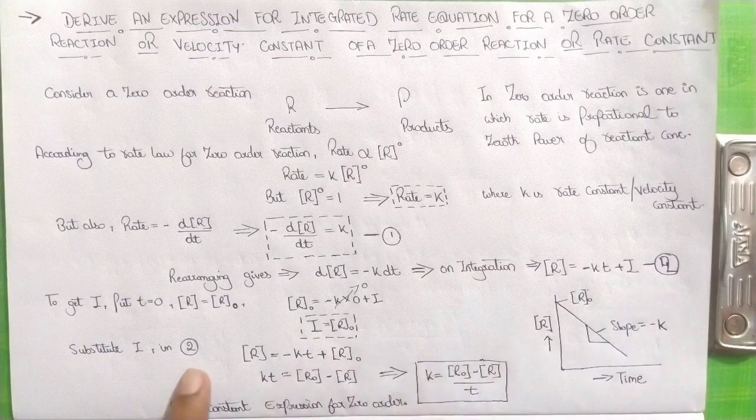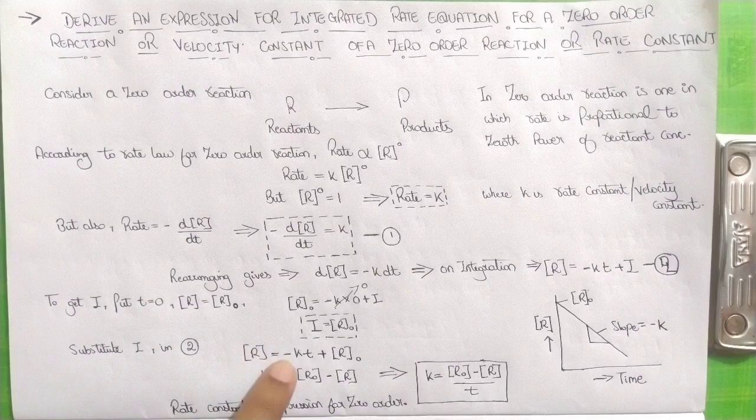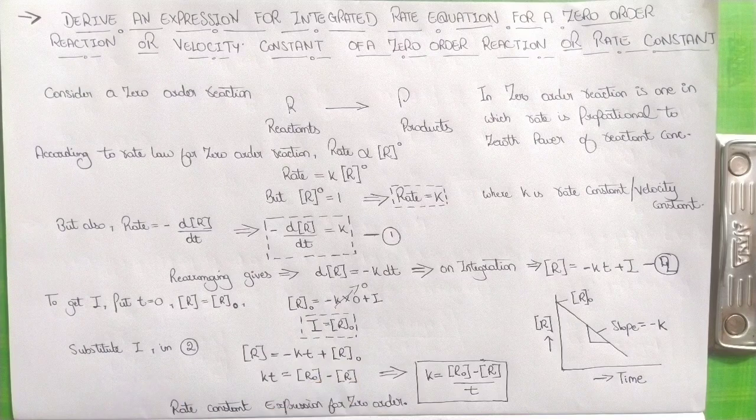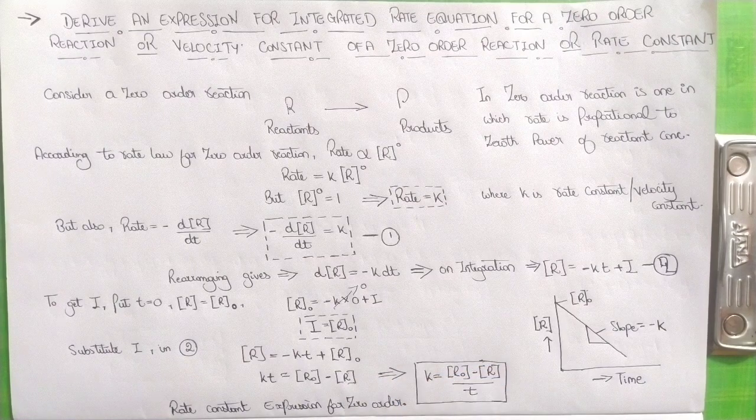This is the 2. Substituting, the concentration of the reactant is equal to negative of Kt plus the initial concentration of the reactant. There is no confusion, I guess. If you have arrived at this step, then almost 90% of the thing is done.